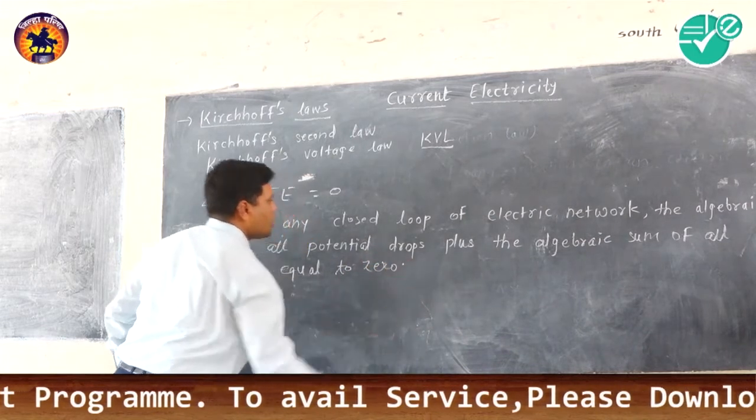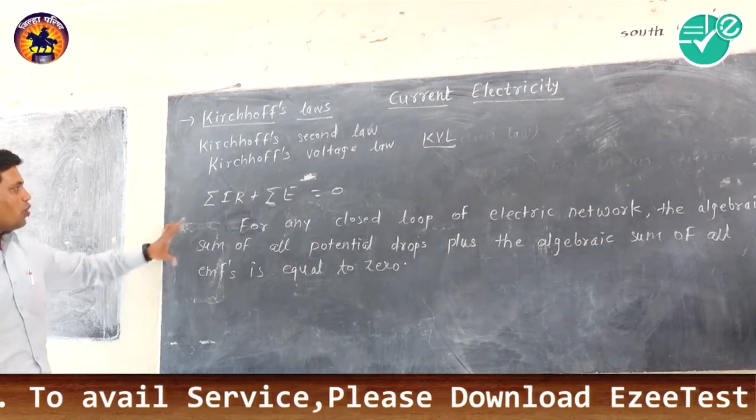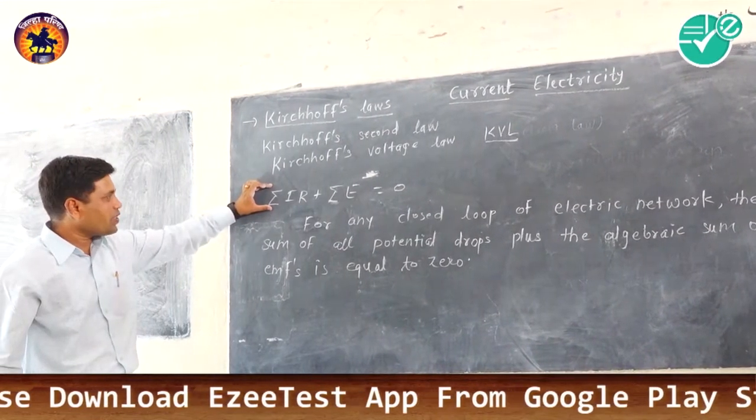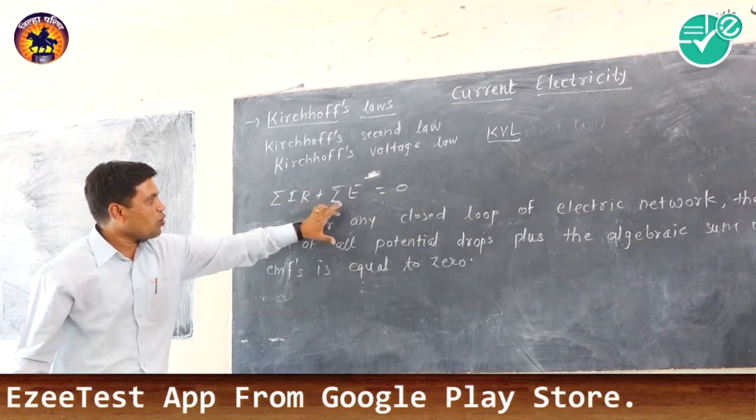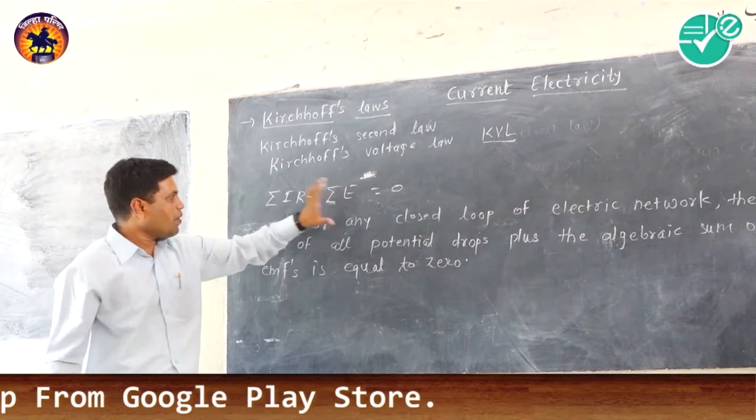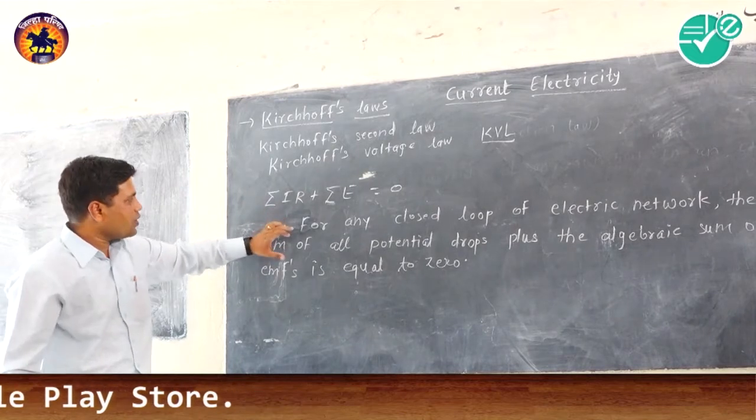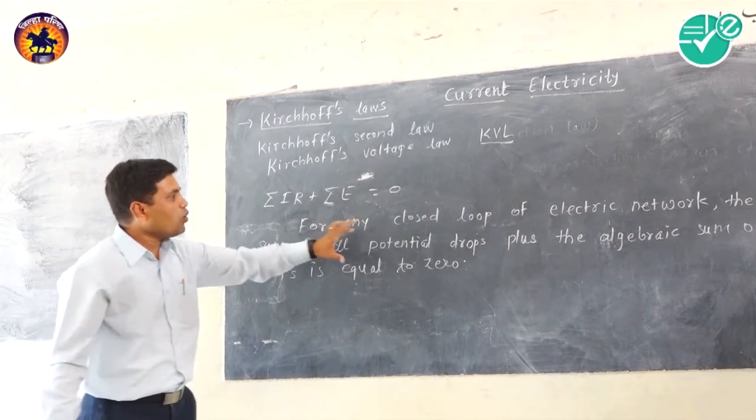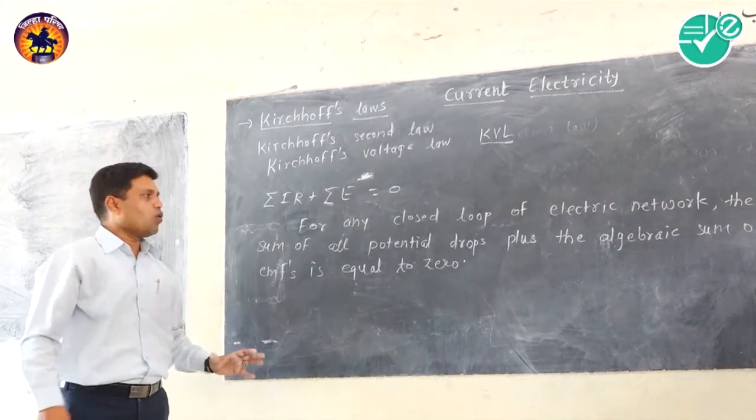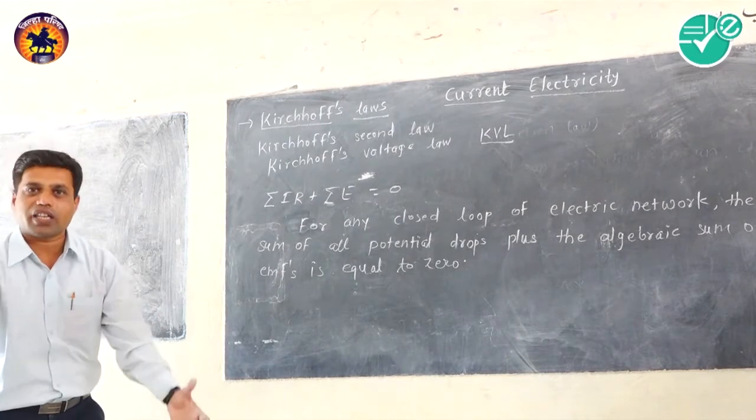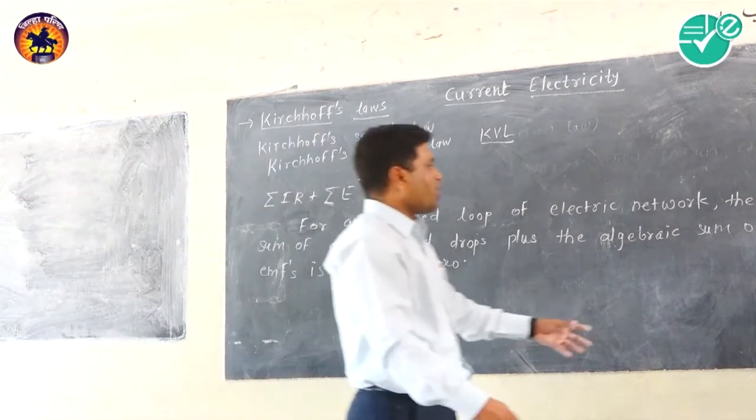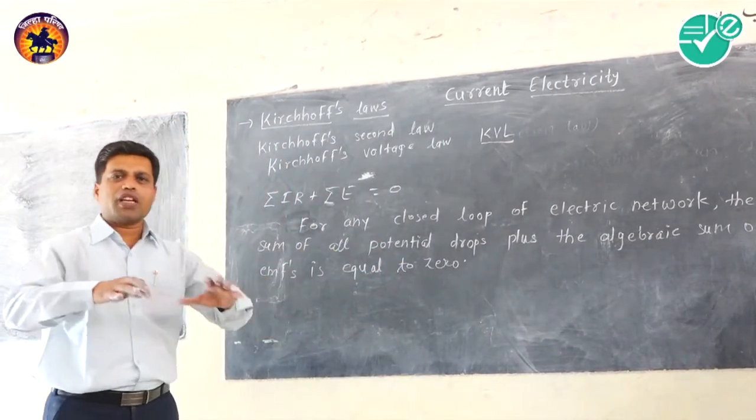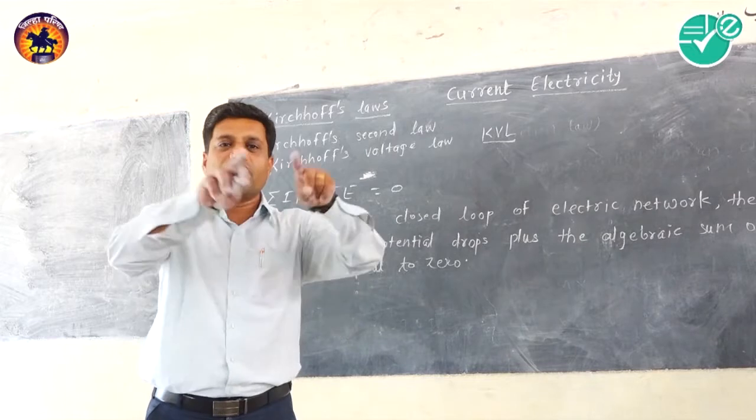This is the very simple statement of Kirchhoff's voltage law. I just wrote this statement from this very short mathematical statement, that is summation of IR plus summation of E is equal to 0, where E means EMF. How can you write this statement? Look, once again, for any closed loop of electric network. Closed loop of electric network means you have to take any electric circuit. For that electric circuit, the algebraic sum of all potential drops means you have to take the summation of all potential drops in that given electric loop.